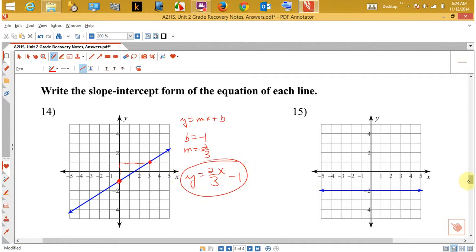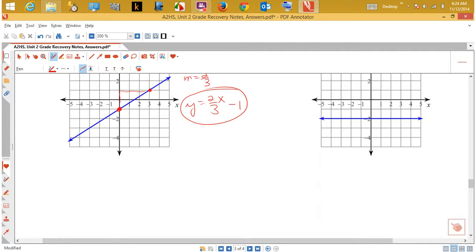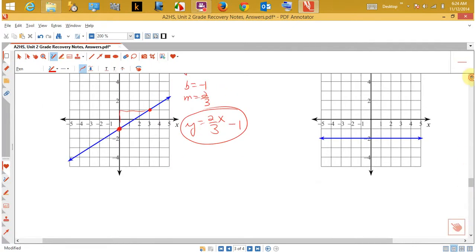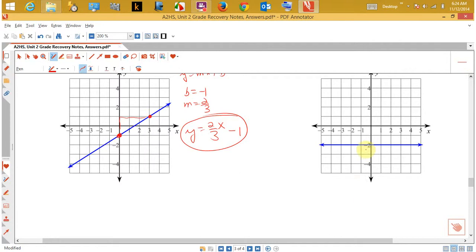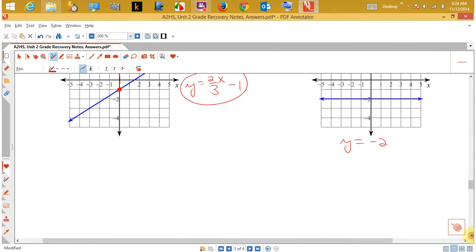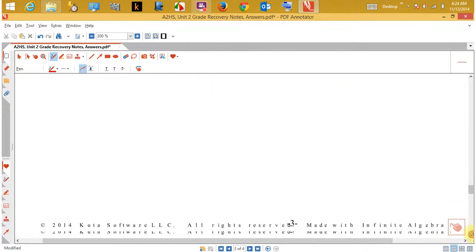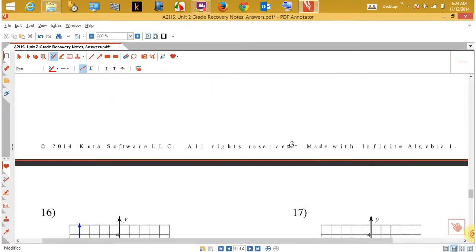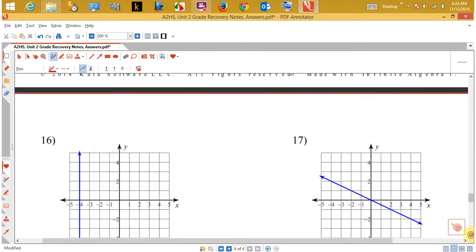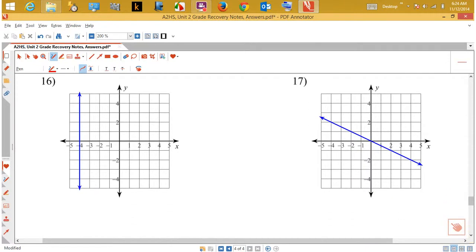Find the slope-intercept form. Well, this is a horizontal line, so it's just going to be at the point where the y values are constant. This is the line y equals a negative 2. This is the line x is equal to a negative 4. X is a vertical line.